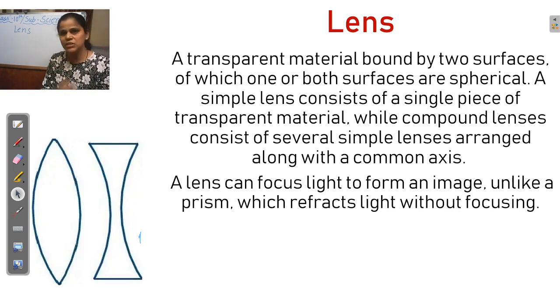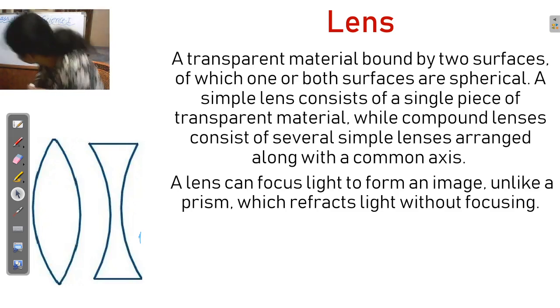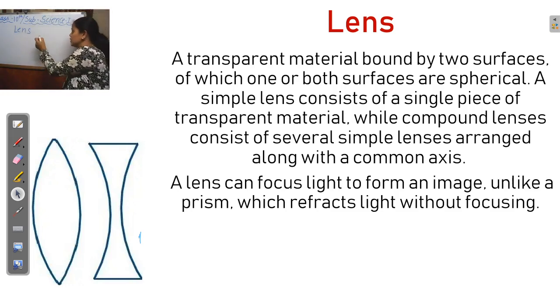In your previous standard, you studied about the mirrors. This is if one surface of the mirror is painted. So this is a concave mirror and this is a convex mirror. And here we will study about the lens.